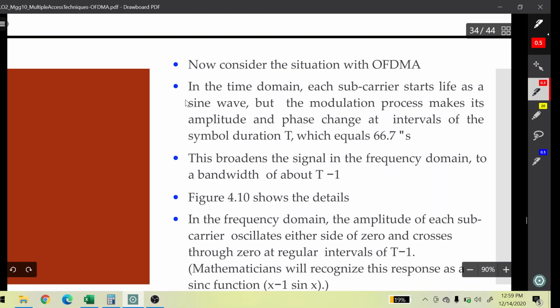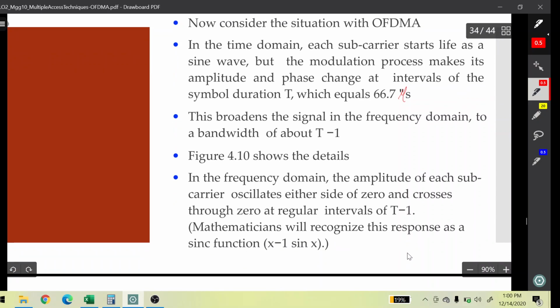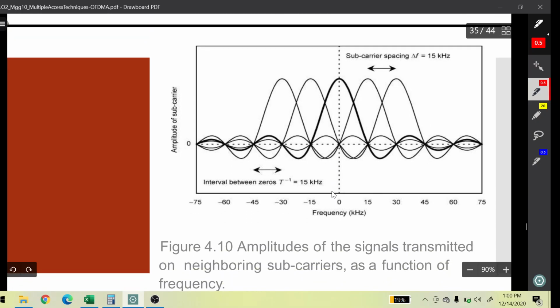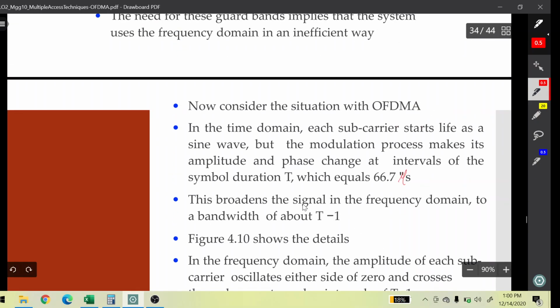Now, if we are using OFDMA, in the time domain, its subcarrier starts life as a sine wave, but the modulation process makes its amplitude and phase change at intervals of the symbol duration of 66.7 microseconds. This broadens the signal in the frequency domain to a bandwidth of about T^-1. In the frequency domain, the amplitude of each subcarrier oscillates either side of zero and crosses through zero at regular intervals of T^-1. Now, it will become like this. If we look at it like this, we can see that the signal is broadened into a bandwidth of about T^-1.